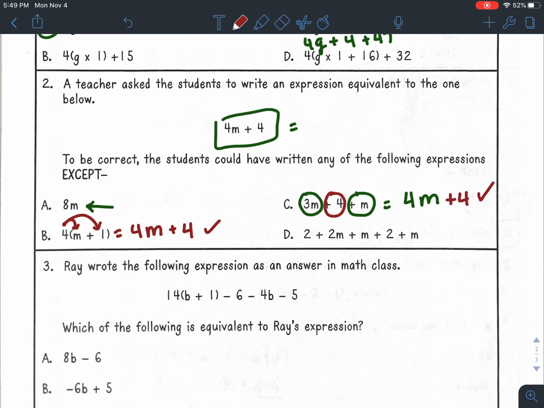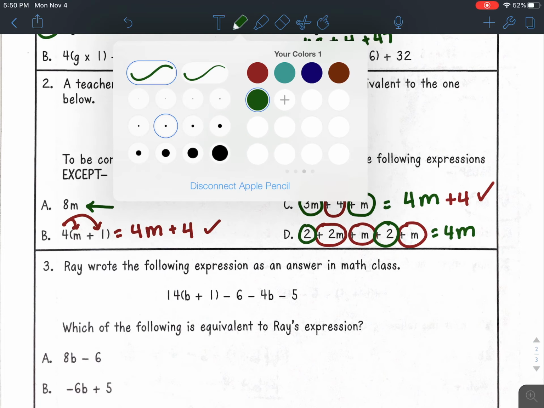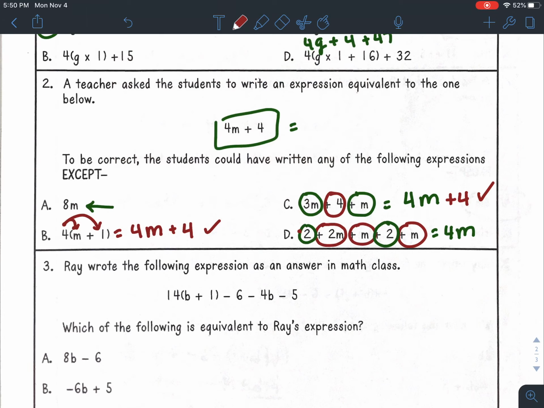That is also correct. And the next one I see, I have 2 plus 2m plus m plus 2 plus m. So again, combine things that are similar. I have an m there, m there, m there. And then I have my constant 2 and then my constant 2 there. So 2m plus m plus m gives me 4m. And then I have 2 plus 2, which gives me 4, which is also correct. So it is A. I cannot combine 4m plus 4 to get 8m. Does not work out.